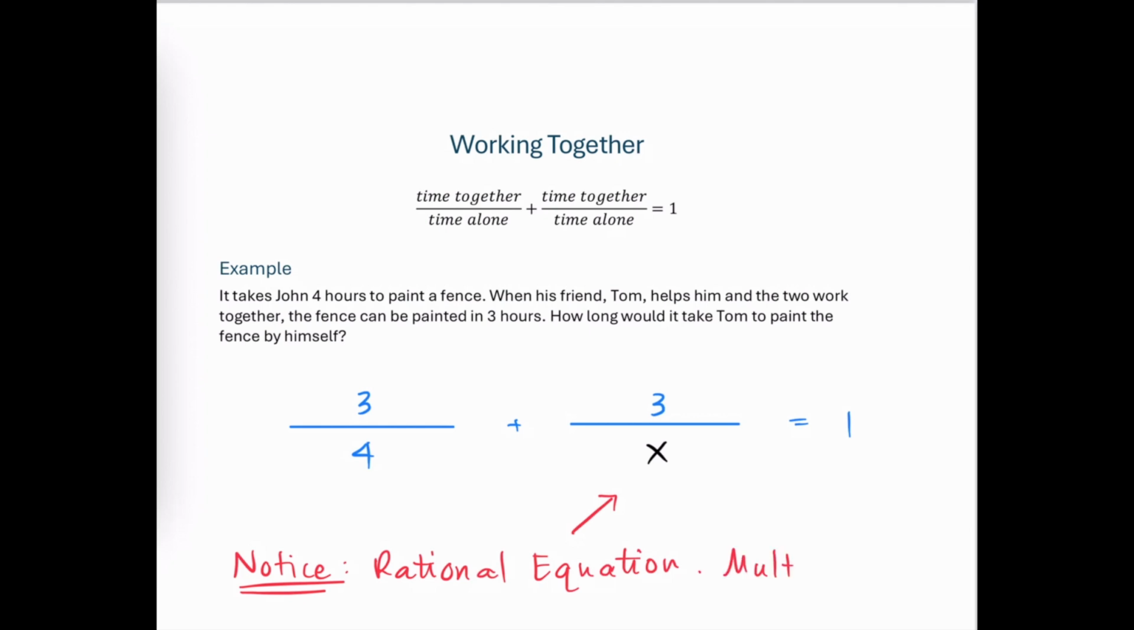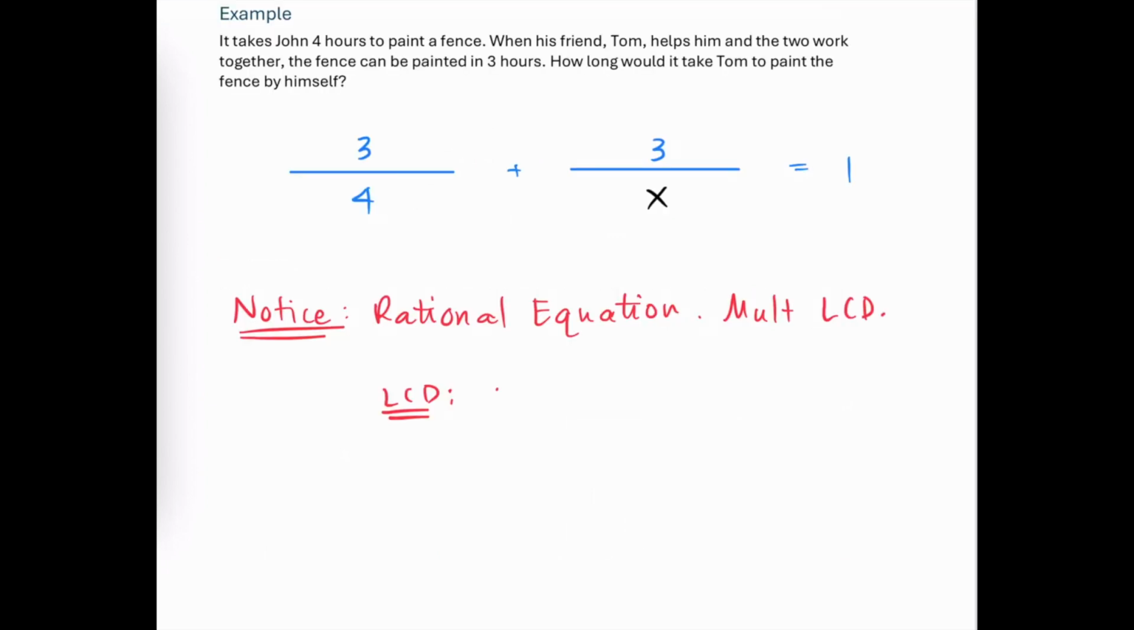In order to solve a rational equation, we're going to multiply both sides of it by the LCD. In this case, our LCD is 4 times x. We want all of the factors of each of the denominators to be contained in the LCD. So we're going to multiply both sides of this equation by the LCD over 1.